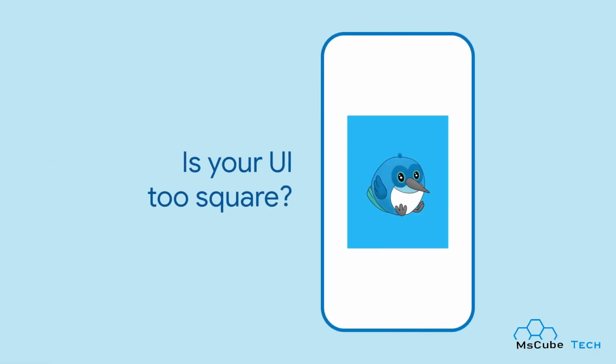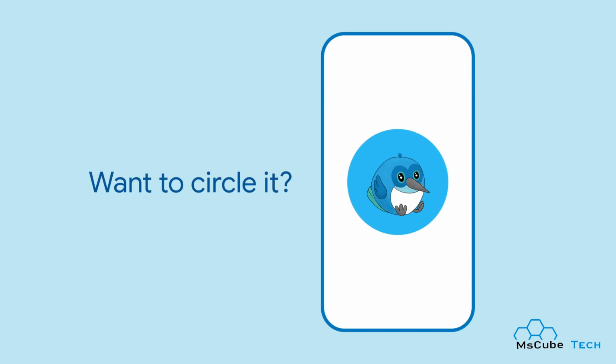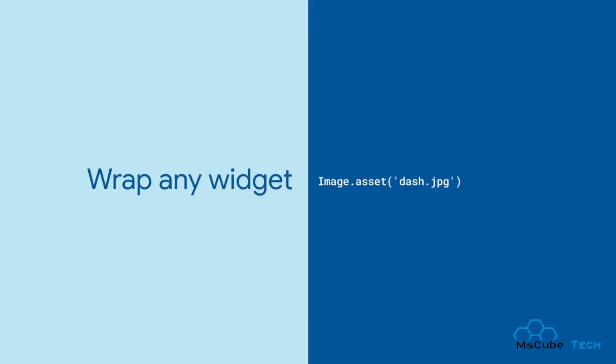Sometimes a picture or some other part of your screen looks too boxish. Look at all those corners. Ugh. Wouldn't it be better if that picture was a circle, like this? There's a widget that can clip its children to round circles and ovals, and it's called ClipOval. Just take any widget, like the image here, and wrap it with a ClipOval.